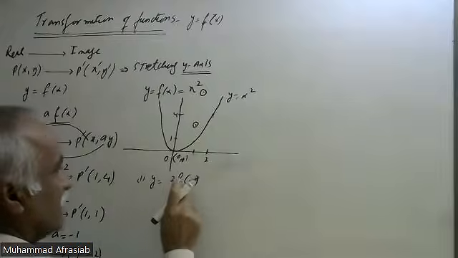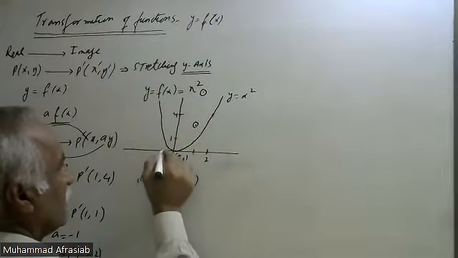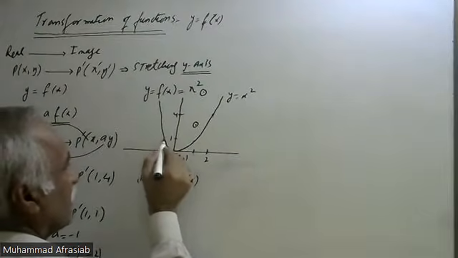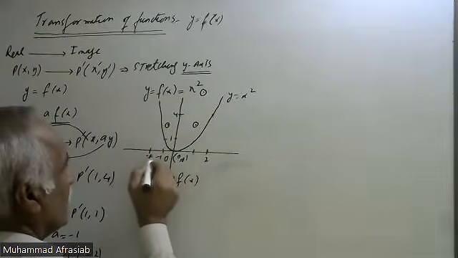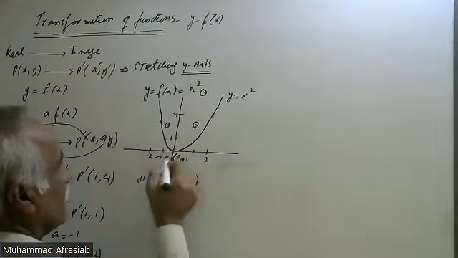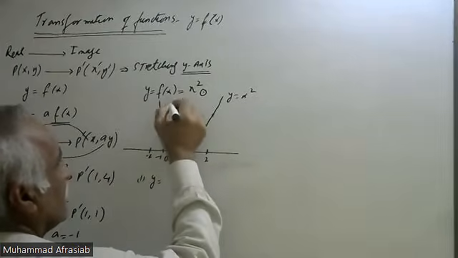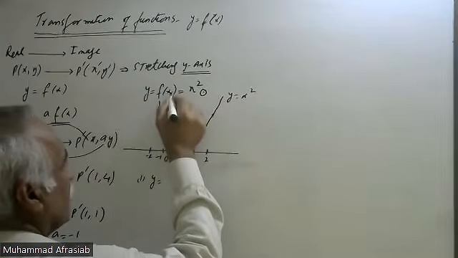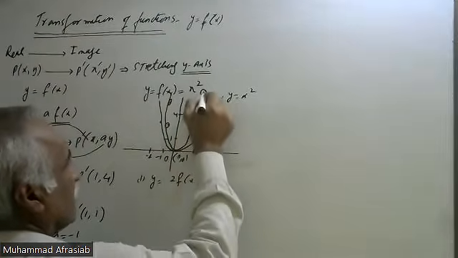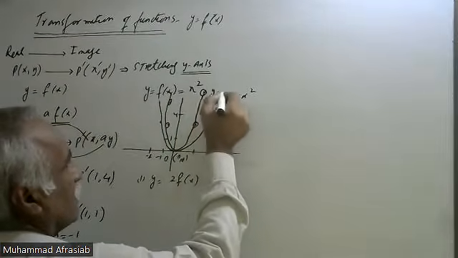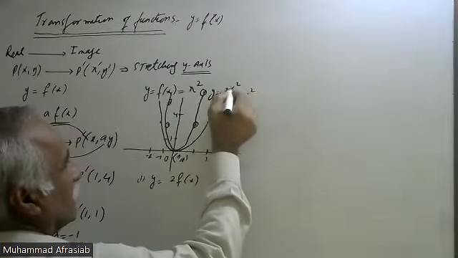So same is with minus 1. For minus 1 the value is 1 there, which will now be equal to 2. And for minus 2, it is 4 there, which will become 8 there. And if we draw the graph between these values, this is the graph of y equal to 2x squared here.